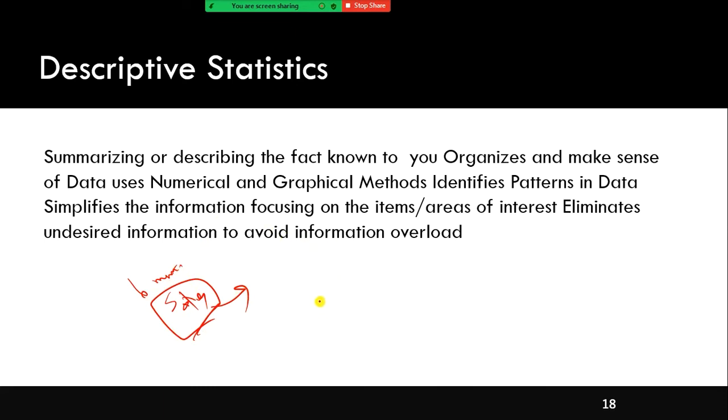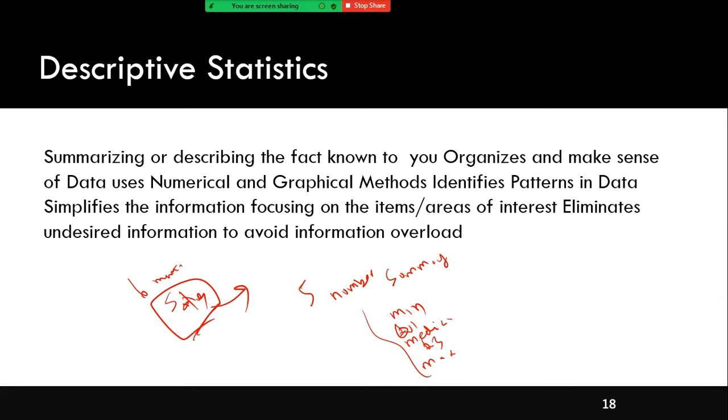So that's where the five number summary comes into the picture. What is the five number summary? Minimum, maximum, and then you have the median, the first quartile, quartile 1, and quartile 3. So these are called the five number summary.